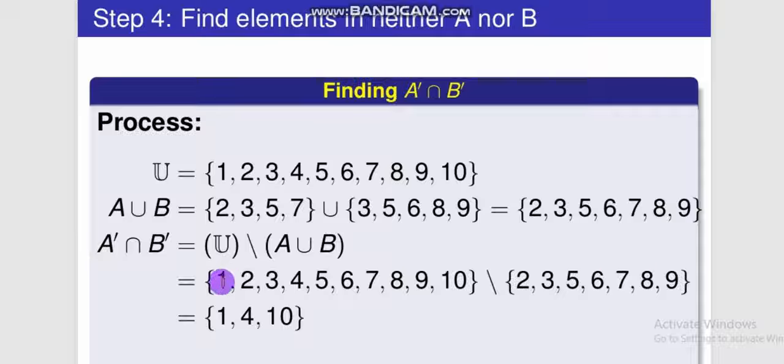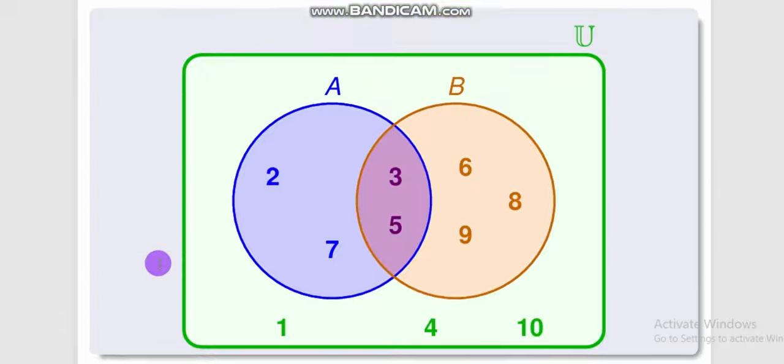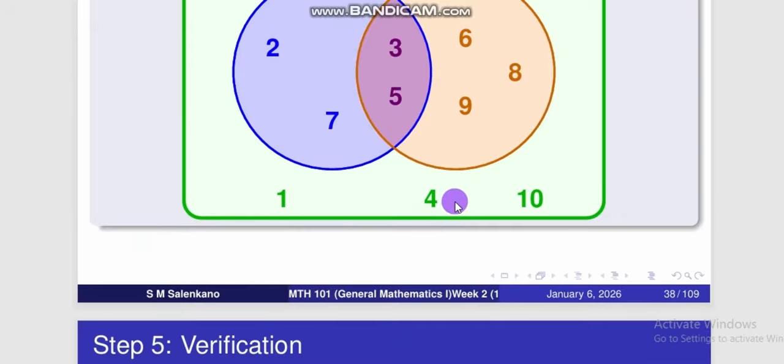So 1 is not here, you write it, but 2 is there, 3 is there, 4 is not here, you write it, 5 is there, 6 is there, 7 is there, 8 is there, 9 is there, finally 10 is not there. So you have 1, 4, 10. So you go to that region and write the element 1, 4, 10. You see, we have successfully distributed all the elements.